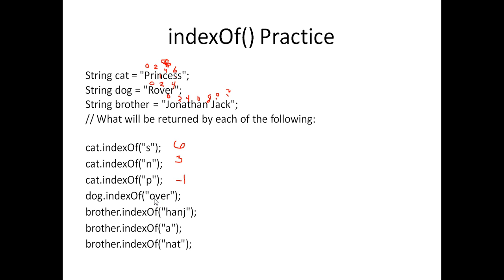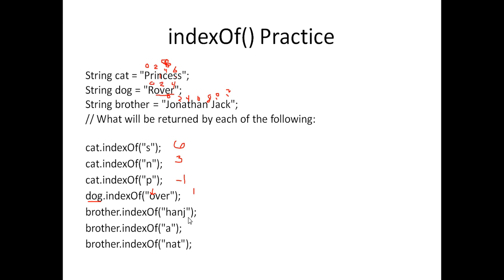Over, we're looking for over in the dog variable, and we're looking for the position of the O in over because we're looking for the beginning character. So we look here, we find over right here. The first character is the O, and that is in position 1.